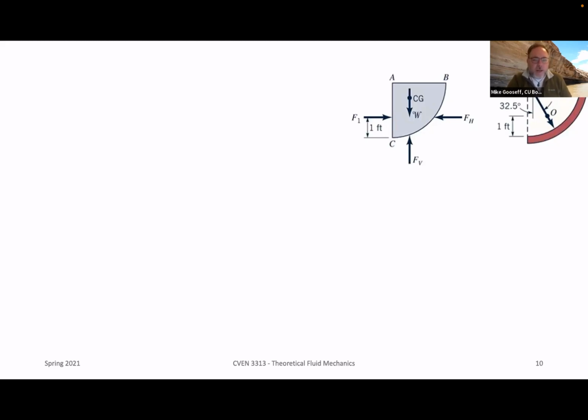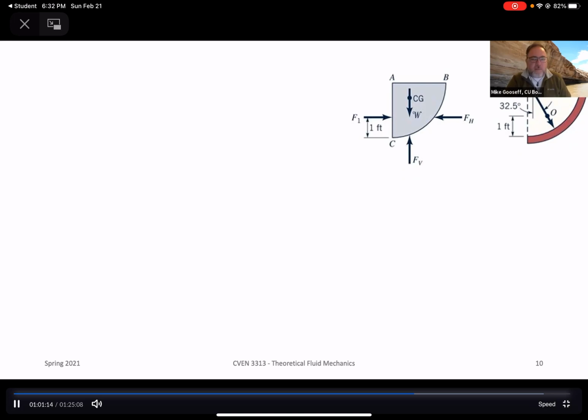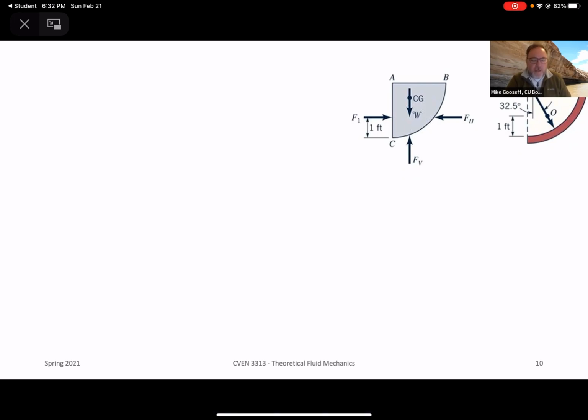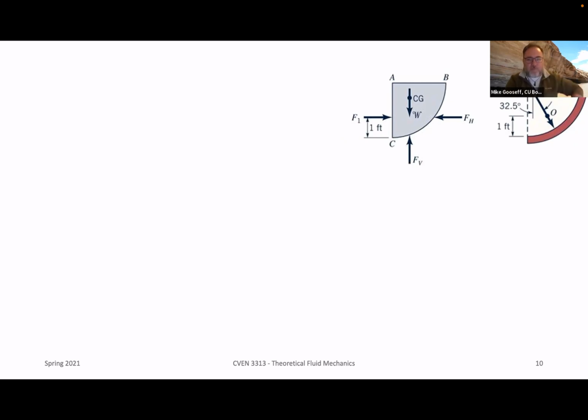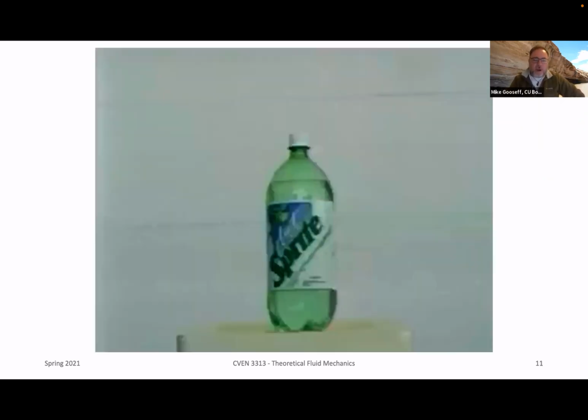Now I want to talk about a slightly different, but maybe more common example of curved surfaces. And this one has to do with the pressure acting on the bottom of a bottle of soda. One of the things you may have noticed if you've ever played with a 2-liter bottle of soda is that the sides of the bottle often feel kind of wimpy compared to the bottom. So there's a reason for that.